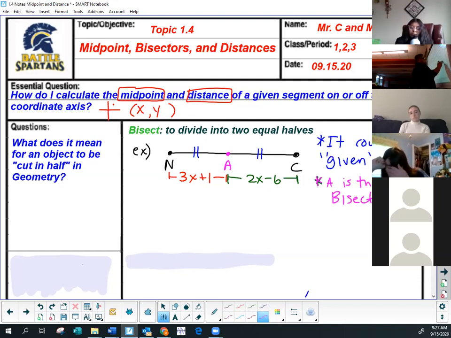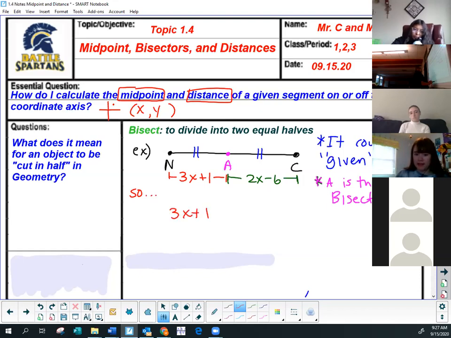okay, what kind of equation could I write to help represent this? And so if we notice the structure is bisected, we know the relationship of bisection, what would the equation look like? 3x plus 1 equals 2x minus 6. Brava. Okay, and then we solve all the way down and we get what? Like x is equal to -7.